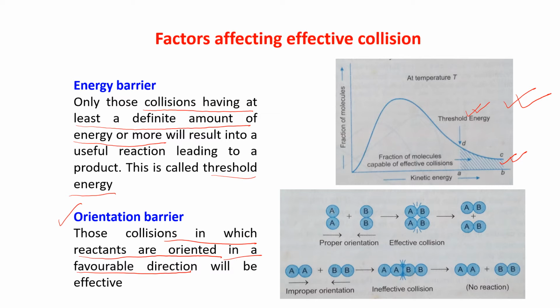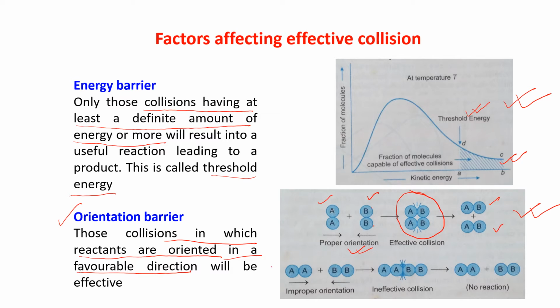Just see here in this figure, this is the reactant A and this is another reactant B. Now these are placed in this way, so this is a proper orientation. After collision, this type of collision is taking place. So these are the effective collisions. This is giving you the product AB and AB. This is a proper orientation.